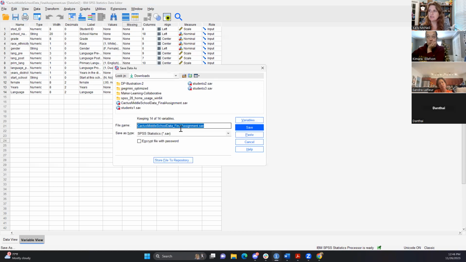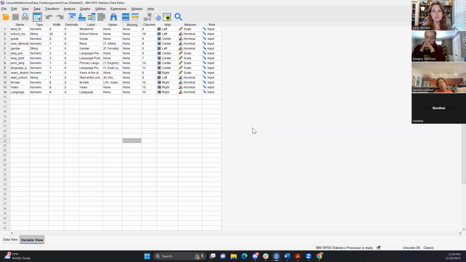This Cactus Middle School data final assignment, I'm just gonna put V2 for version 2, in case you decide you want to go back in and manipulate the data and you're not starting with just that one. You can see we actually put three different variables in there, and that's one of the potential assignment requests: if you create a new variable, talk about it and why. What was the language one that you did? We tried to split it to where it was English versus non-English, primary language, because there was Spanish and Navajo.